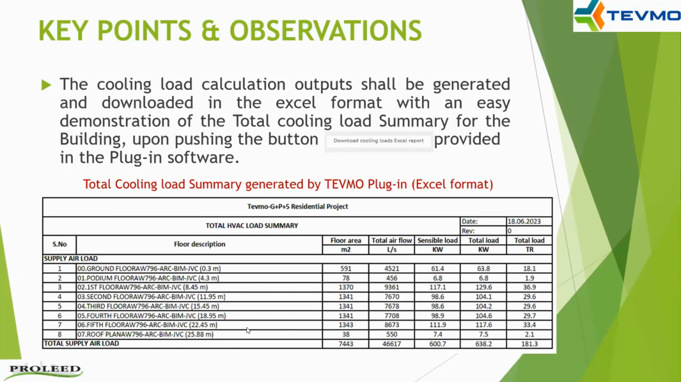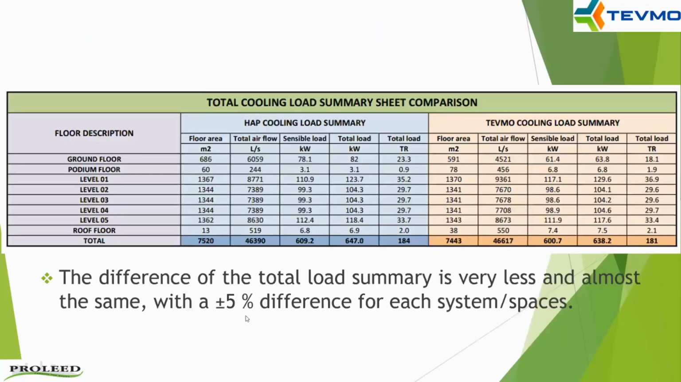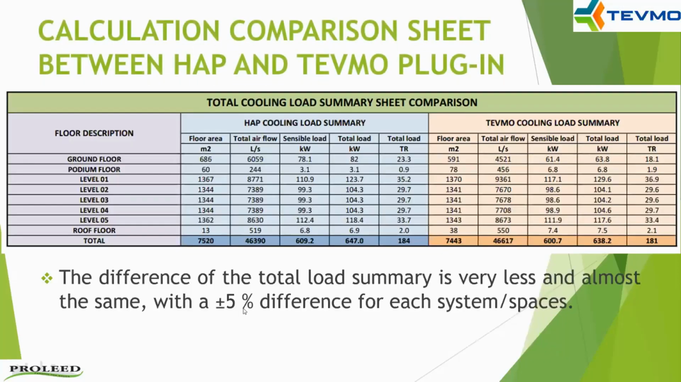This is the cooling load output summary generated for the first run, the pilot project which we have executed. I can show you the comparison sheet between what we at Proleed have done with HAP and the result we have got with the Tevmo plugin software. On the left, in blue, is the HAP cooling load summary calculated by Proleed, and we came across 184 TR supply load for this entire project.